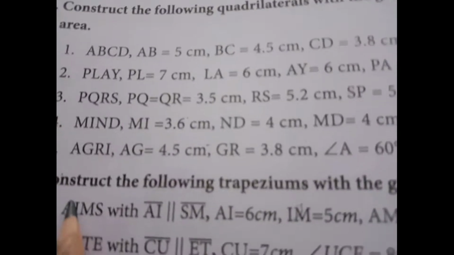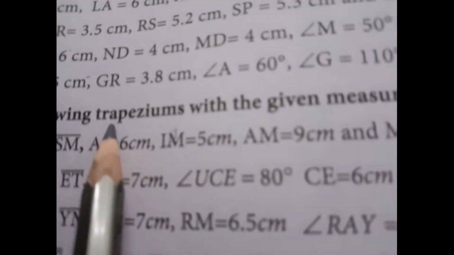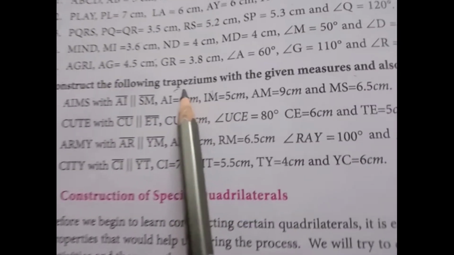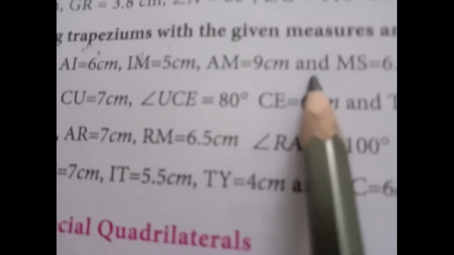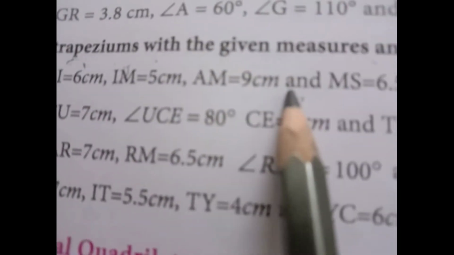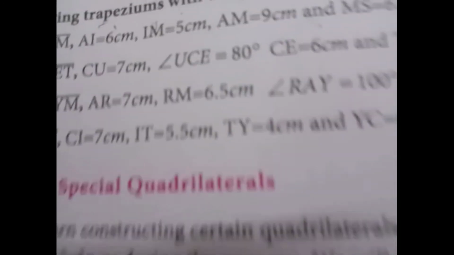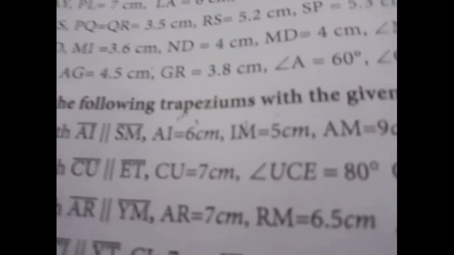Thank you, students. Next we move to construct the following trapezium with the given measurement and find its area. First, what is meant by trapezium? A quadrilateral with one pair of opposite sides parallel is called a trapezium. To construct a trapezium, 4 independent measurements we need. The formula for trapezium is half into h into a plus b, where h is equal to height and a and b are the lengths of the parallel sides.